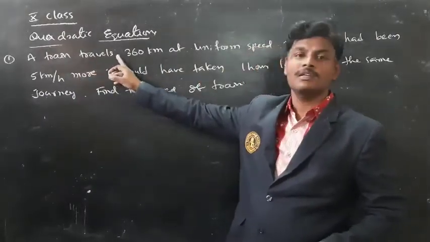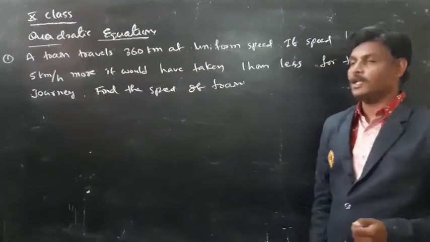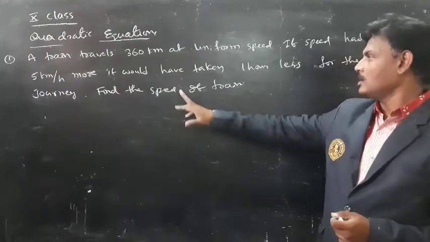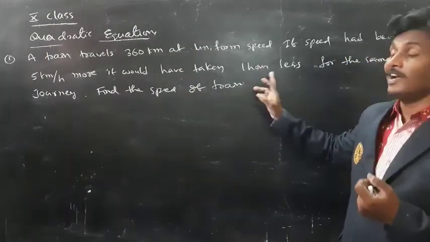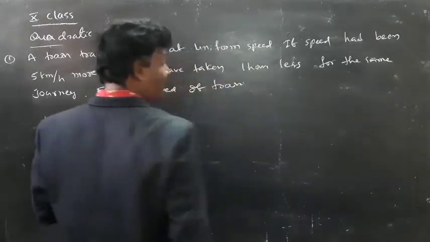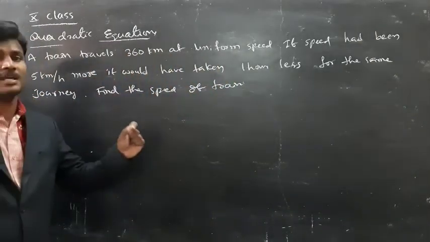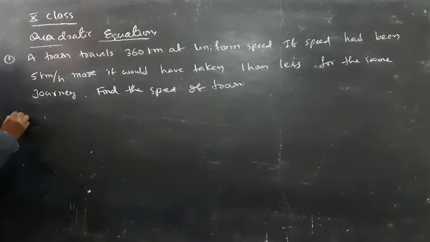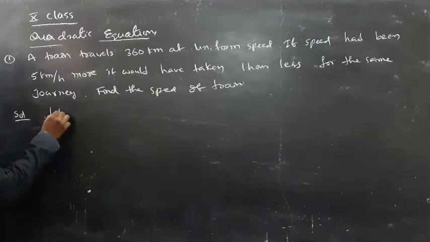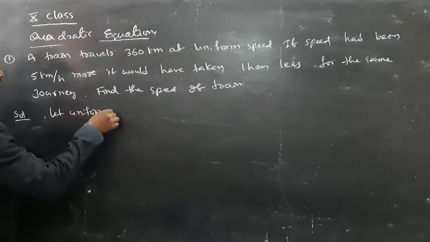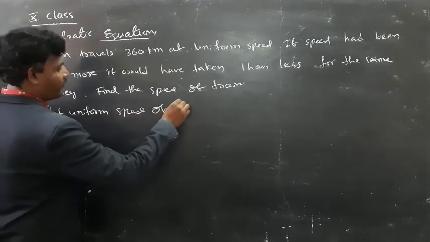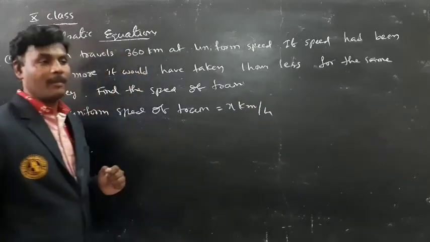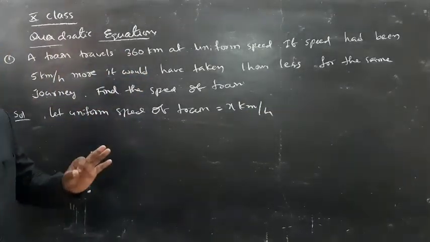A train travels 360 kilometers at uniform speed. If the speed had been 5 kilometers more, it would have taken 1 hour less to complete the same journey. Now you have to find what is the speed of the train. Solution. Let the uniform speed of the train be x kilometers per hour. So I am taking the speed of the train as x kilometers per hour.